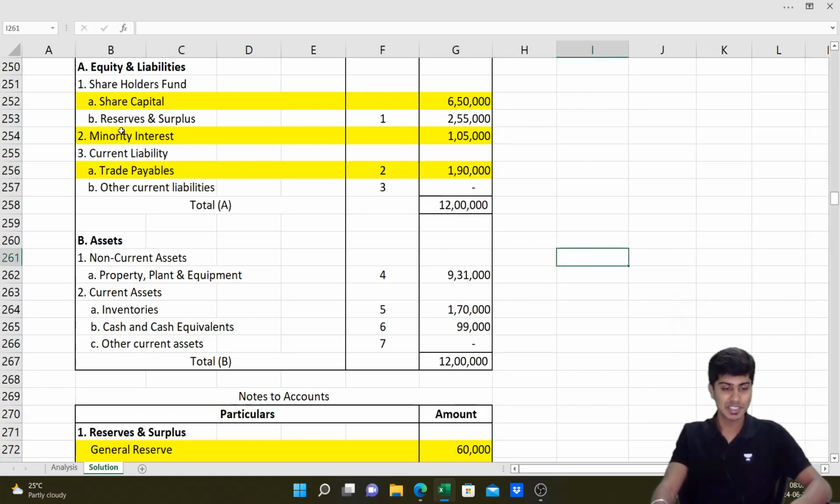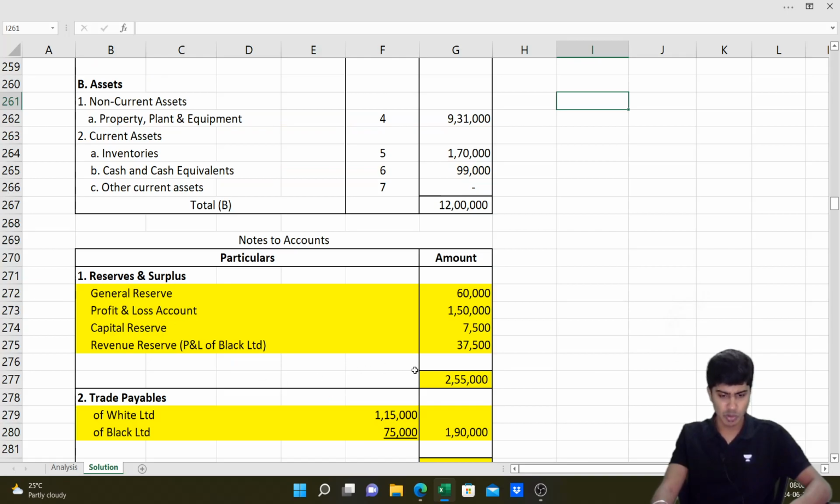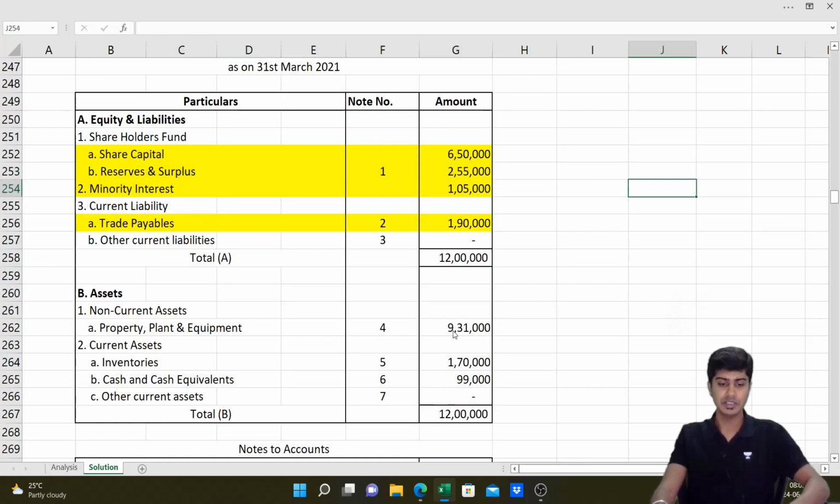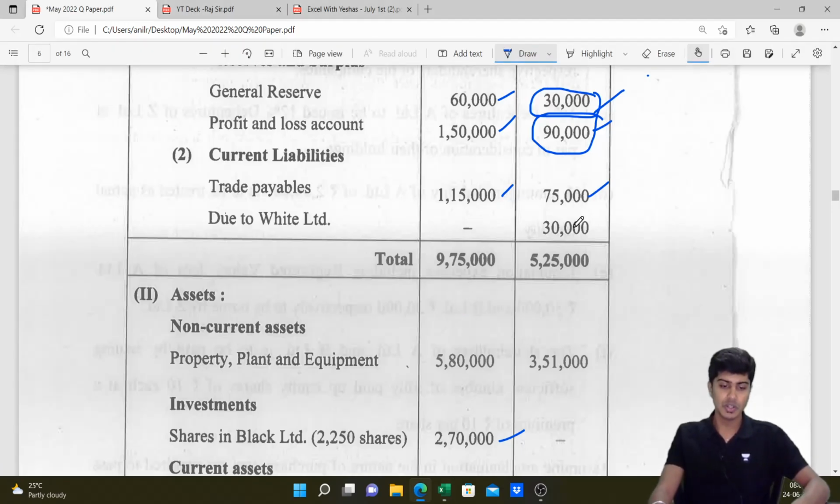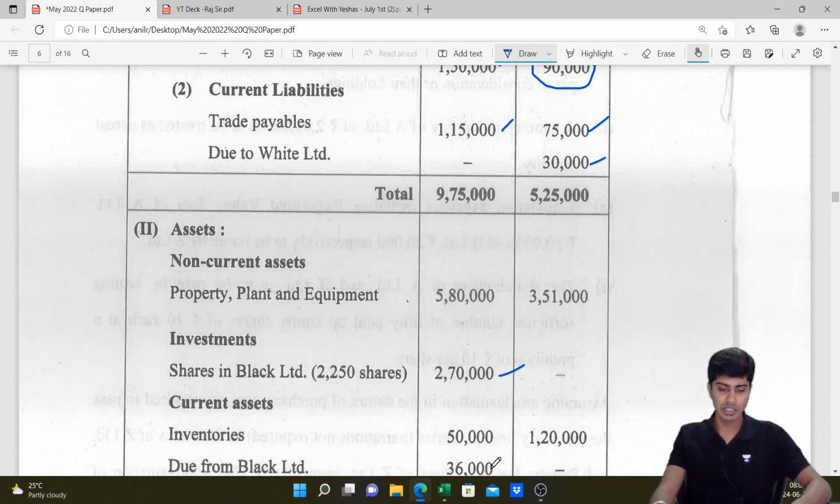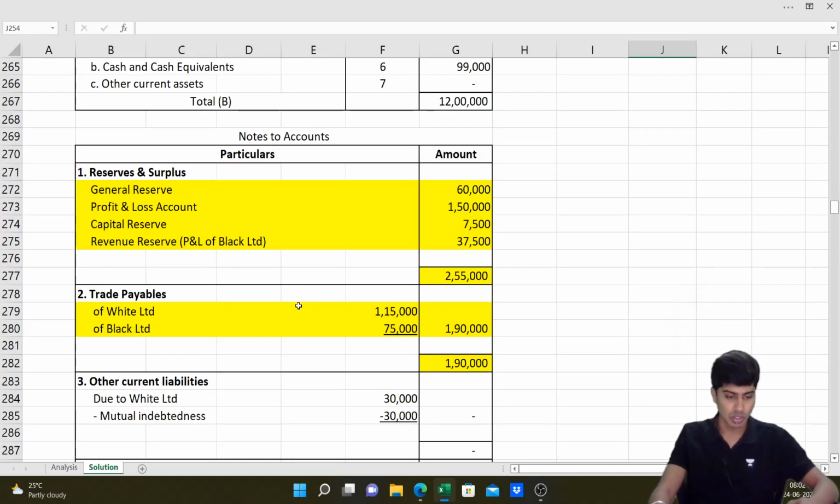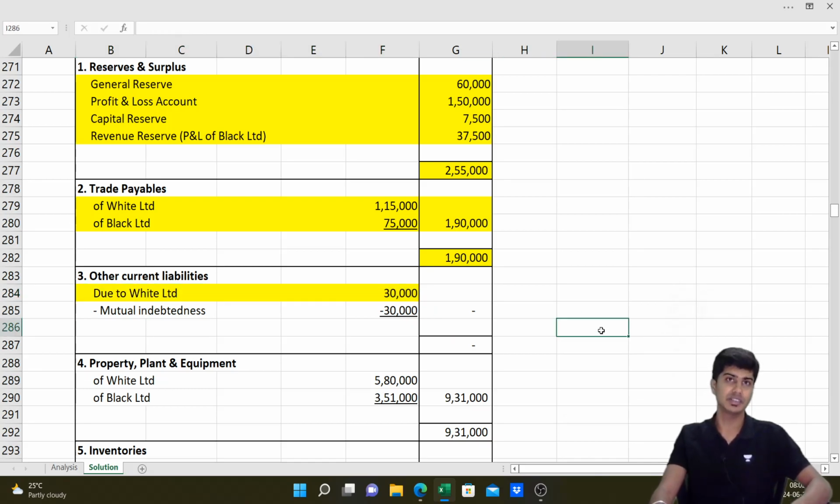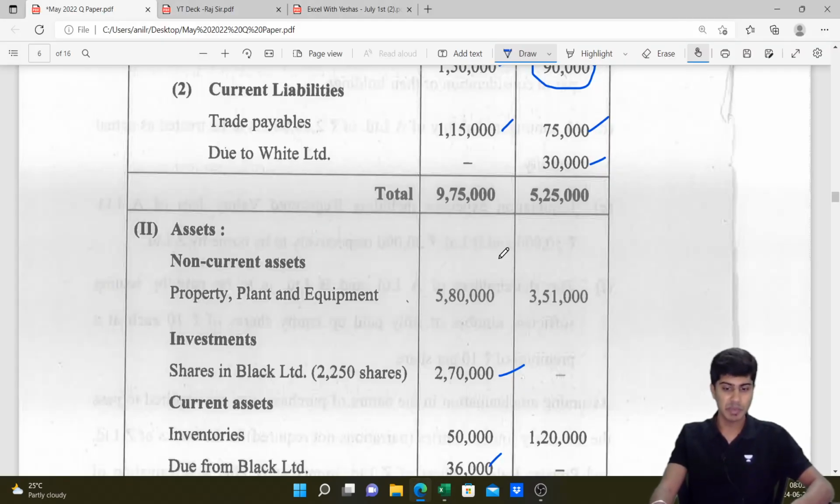You understood this? Yes. Reserves and surplus also I hope done. Everything else is done. So till now everything else is done. Next item. Due to White Limited. This looks like mutual indebtedness. Have a look. 30,000 here, 36,000 here. So this has to be adjusted. For now, let's write this in the inner column. In the notes to account, I'll write due to White Limited 30,000. It will not end up in balance sheet.